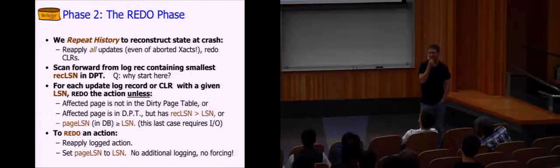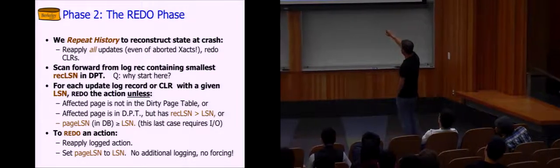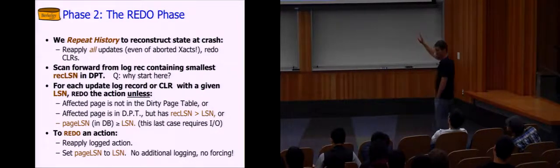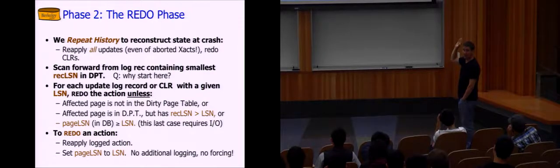It's a hard question. I think I know the answer, but it's a hard question. I'm going to postpone it for now, but you might ask yourself that question. While you're redoing, if the page is not in the dirty page table, that means the analysis said this page wasn't dirty at the time of crash.